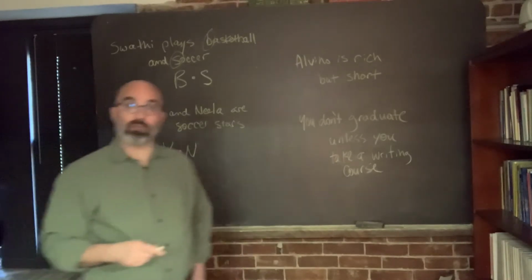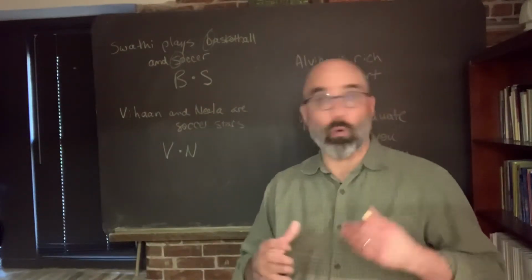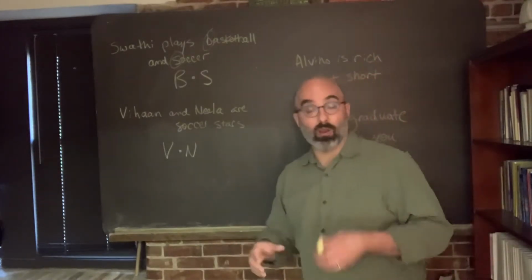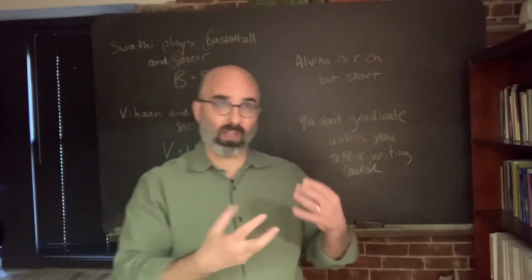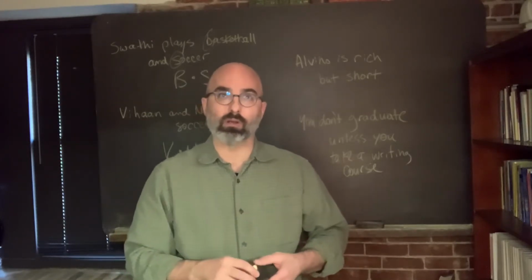And notice, by the way, that you can do exactly the same thing with disjunction. We could say something like Vihan or Neela is a soccer star. Or we could say Swathi plays basketball or soccer. Okay, so importantly, we can see that complex subjects and complex predicates can themselves be conjunctive or disjunctive.